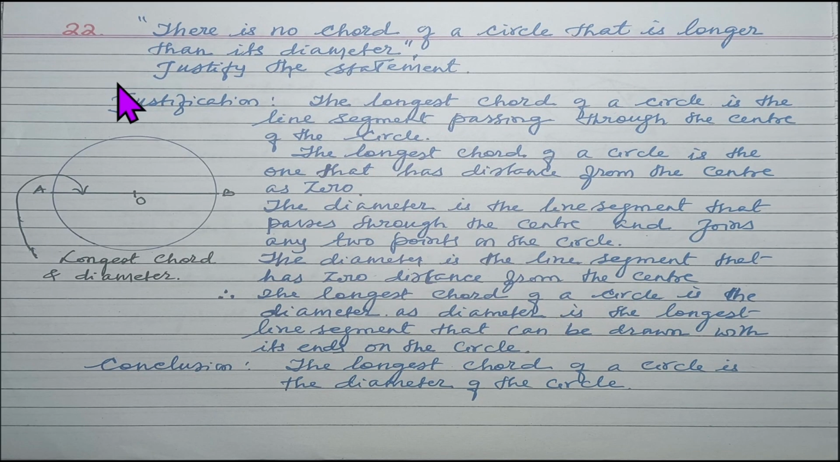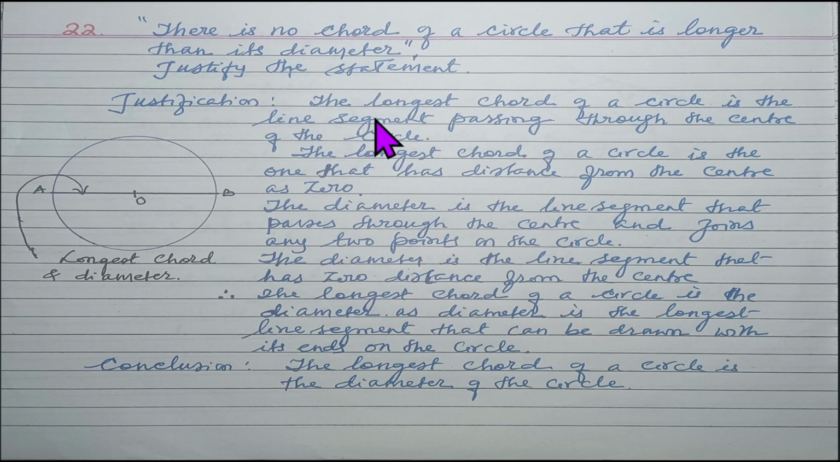Now the next example is the 22nd example. The statement is, there is no chord of a circle that is longer than its diameter, and we have to justify the statement. The statement is very simple. It means that in a circle the longest chord is the diameter. There is no chord longer than the diameter. Let us see how to justify this.